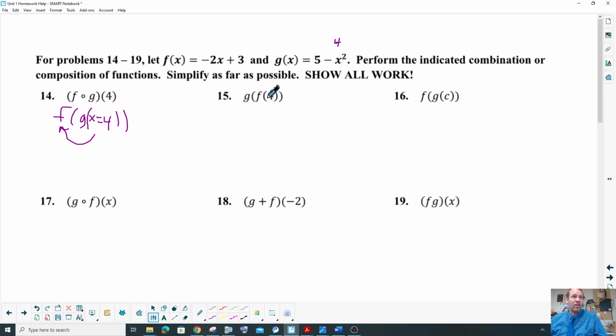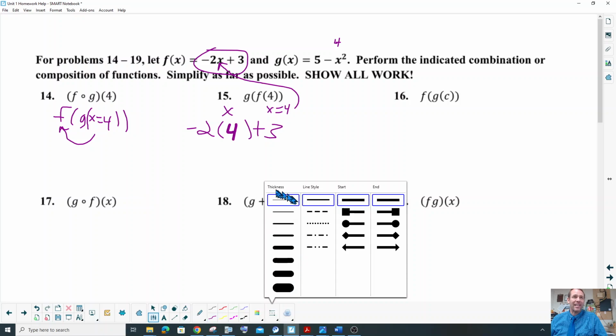For 15, we take 4, so X equals 4. Now we go to F and plug in 4 right there. So F of 4 is X equals 4. We have negative 2 X plus 3, the original function. Originally you had an X here, so we move that X out of the way and put a 4 back in there.